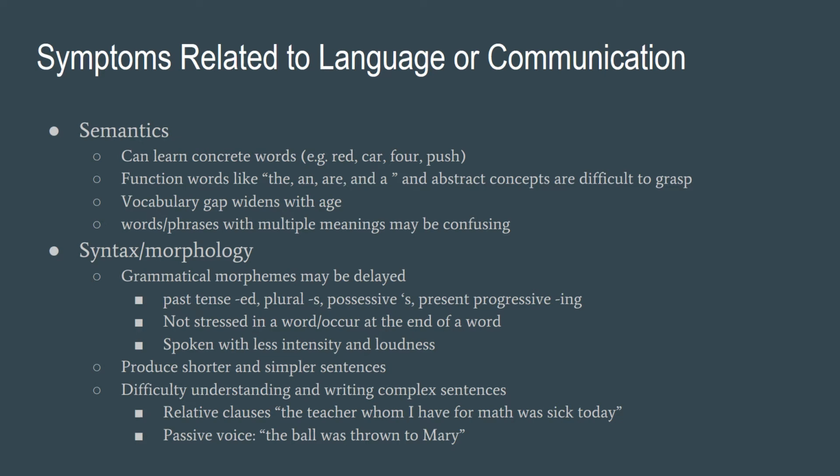In the area of syntax, grammatical morphemes may be delayed, such as past tense ed, plural s, possessive s, and present progressive ing. These endings are not stressed, in a word at the end of the word, and are spoken with less intensity and loudness. They may produce shorter and simpler sentences and have difficulty understanding and writing complex sentences. A relative clause, such as the teacher whom I have for math was sick today, or in the passive voice, the ball was thrown to Mary, may be difficult to understand.